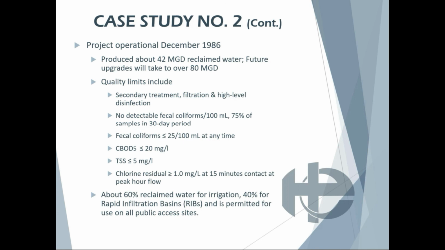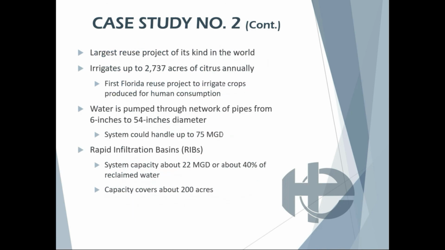60% of that reclaimed water went for irrigation and the other 40% went to the rapid infiltration basins. The public is permitted access to some of these infiltration basin sites, both to observe and in some cases they've actually been turned into some recreational facilities. At the time, this was the largest reuse project anywhere in the world. It currently irrigates nearly 2,800 acres of citrus annually, and it was the first Florida reuse project to irrigate crops that would be produced for human consumption.